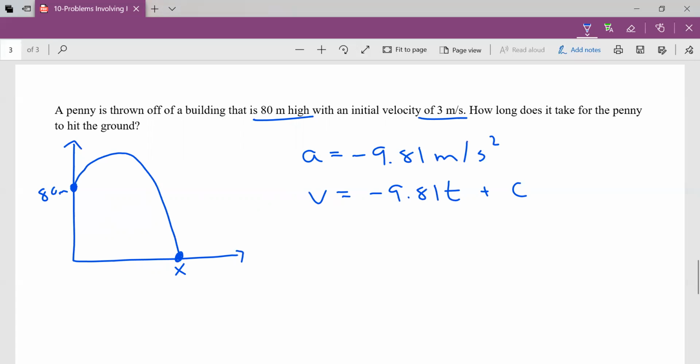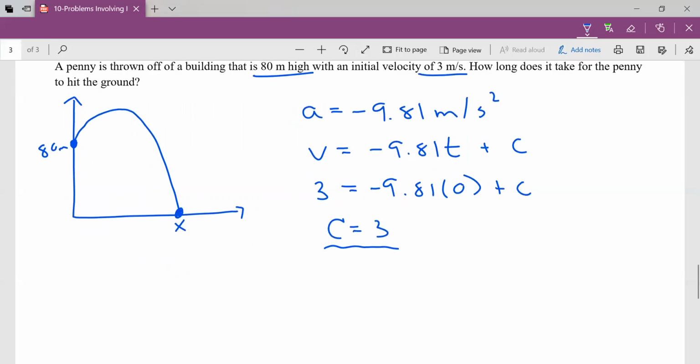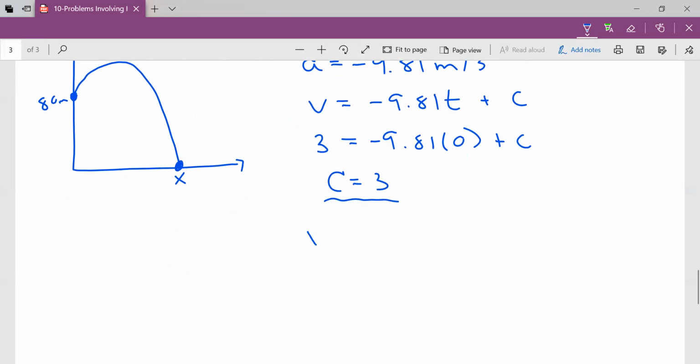Well, we've got this initial condition that the velocity is 3 meters per second. Well, that's when time is 0. So we're going to sub in that initial condition. So 3 is equal to negative 9.81 times 0, when time is 0. So we can see right off the bat that c is 3. Okay, what do we have now? Well, now we've got our velocity function with respect to time.